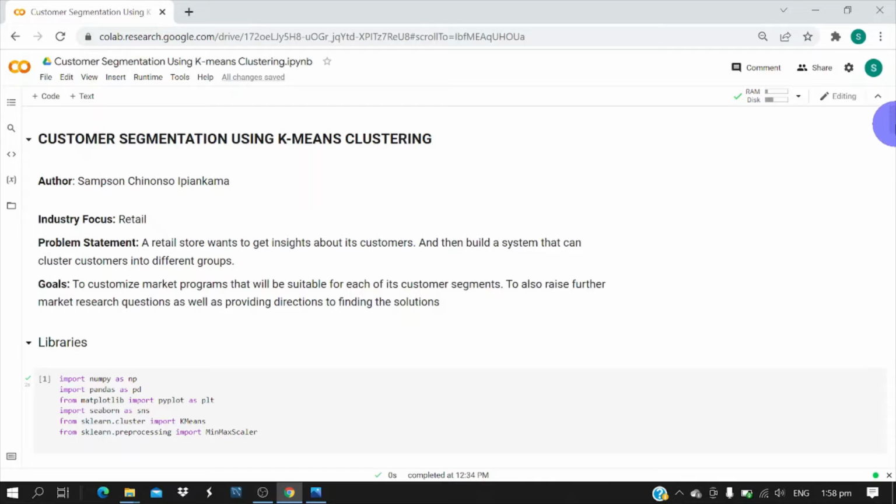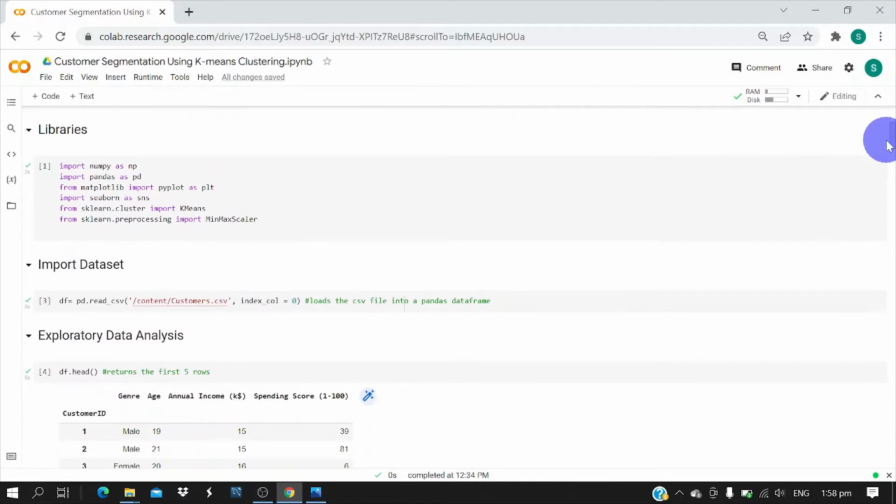The first step I took was to import my libraries. I imported the NumPy library, the Pandas library to read my data sets, then Matplotlib and Seaborn for visualization, scikit-learn's K-means for my clustering, and then the min-max scaler for my normalization.